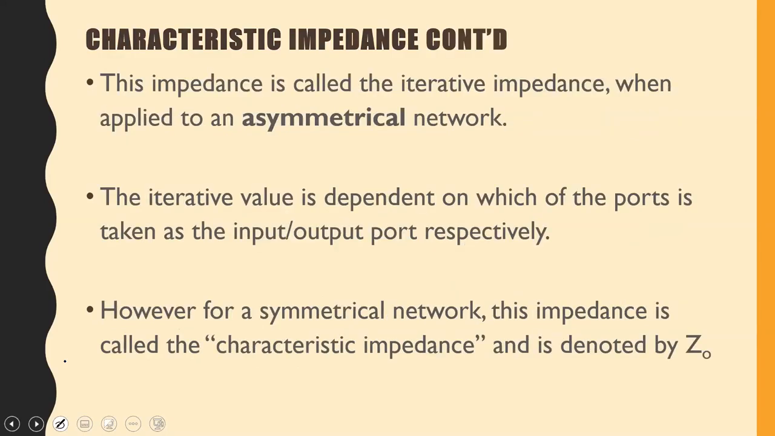Now, this impedance is called the iterative impedance when applied to an asymmetrical network. And how did we define an asymmetrical network? In terms of the T, we said that ZA was not equal to ZB. So we call it the iterative impedance.